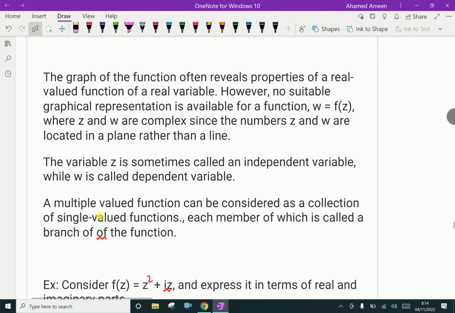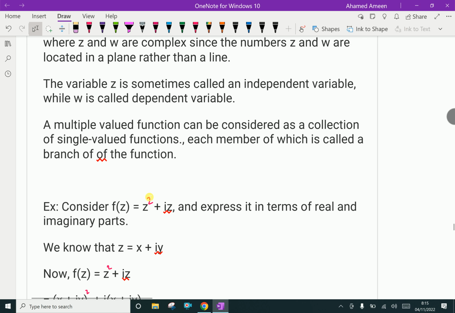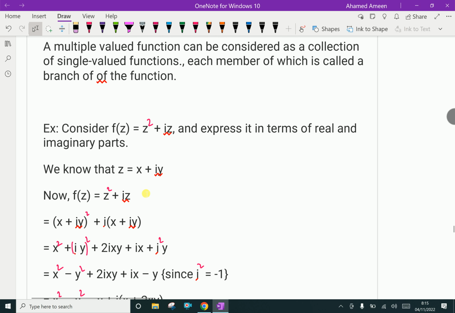Now a multiple valued function can be considered as a collection of single valued functions. Suppose some number of single valued functions are connected with some rules, it is called a multiple valued function. We understand this concept by using an example problem.